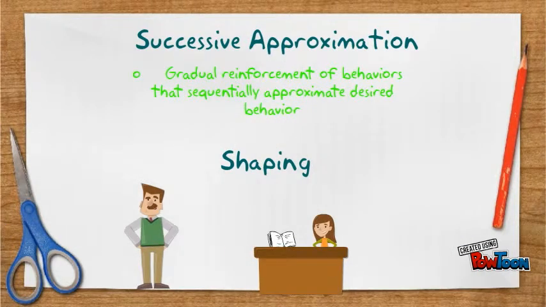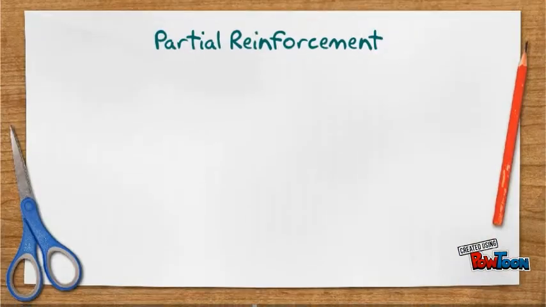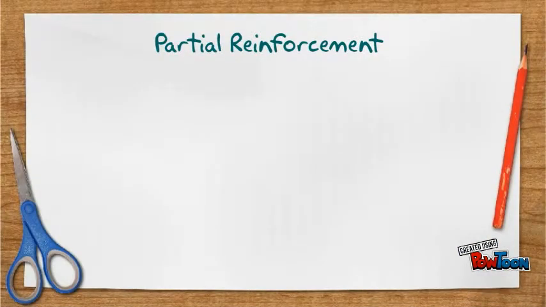Successive approximation, the gradual reinforcement of behaviors that sequentially approximate desired behavior. Shaping, a form of successive approximation. For example, child reads book and says Jack and Jill, and father reinforces behavior by saying good, Jack and Jill. Child will reinforce and shape their behavior.